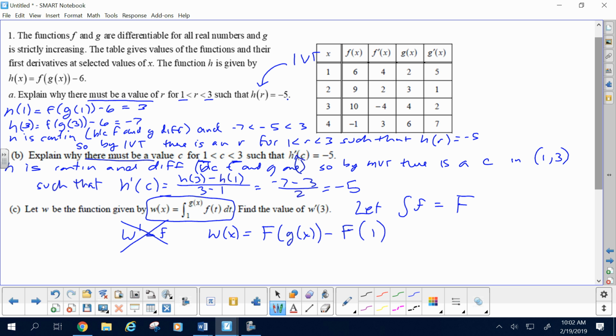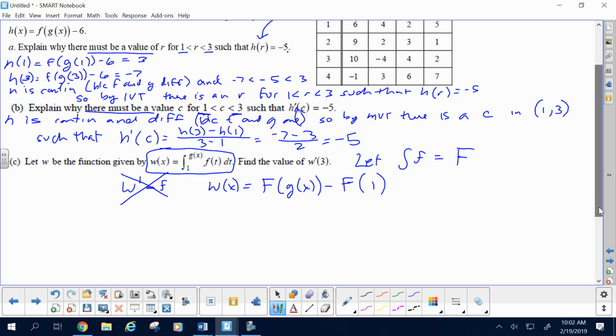1, right? Stick with me for a second. Now the question isn't about W, it's about W prime. So now I'm going to take the derivative. W prime at x. Now, you'll see here that things are a little more complicated because you've got some chain rule action here.